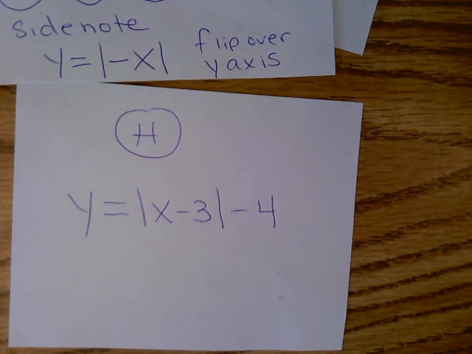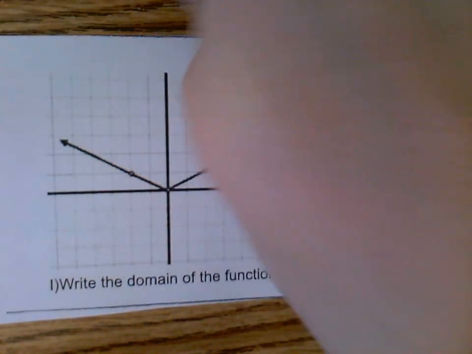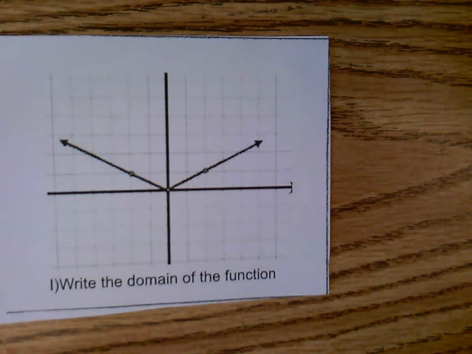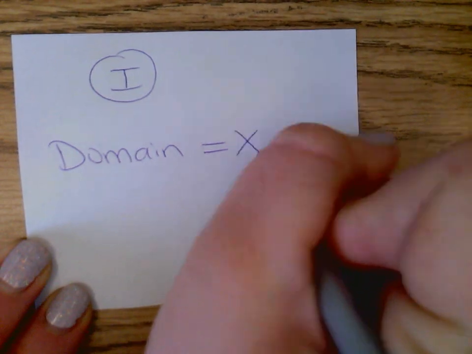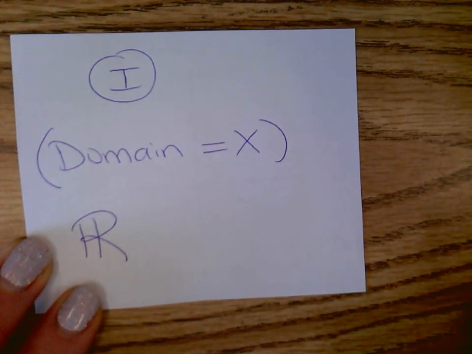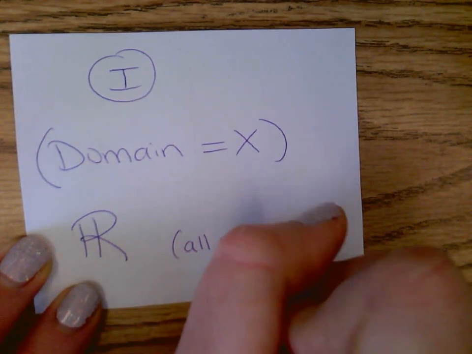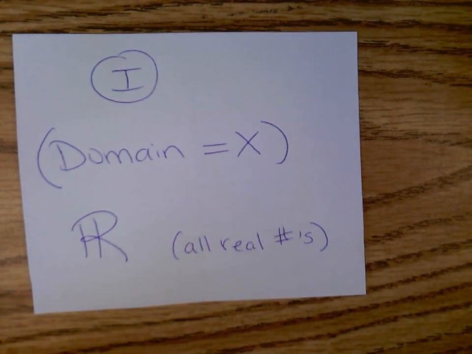All right, I is domain. So not a lot of practice on domain, but at least domain is thrown in there. What would the domain be for this function? Yep, so this is letter I. I'm just going to write domain equals x in parentheses for myself, and I'm going to write the boldface capital R, or if you want to write all real numbers. So that way on this card, I'm reviewing that domain is x, and for this equation, it would be all real numbers.